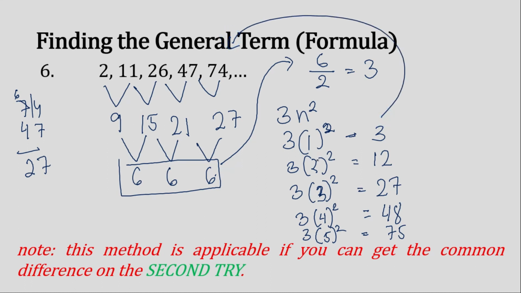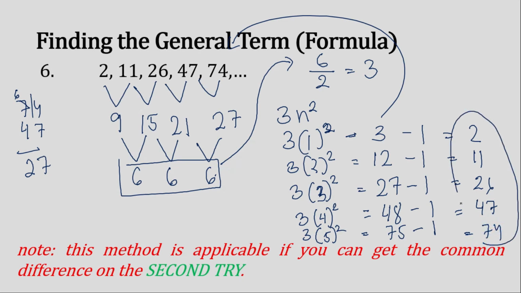So what we are going to do is adjust it. What are we going to do to make 3 into 2? We need to subtract 1 each time. So 3 minus 1 is 2, 12 minus 1 is 11, 27 minus 1 is 26, 48 minus 1 is 47, and 75 minus 1 is 74. So we get the same sequence, the same terms compared to the given sequence.